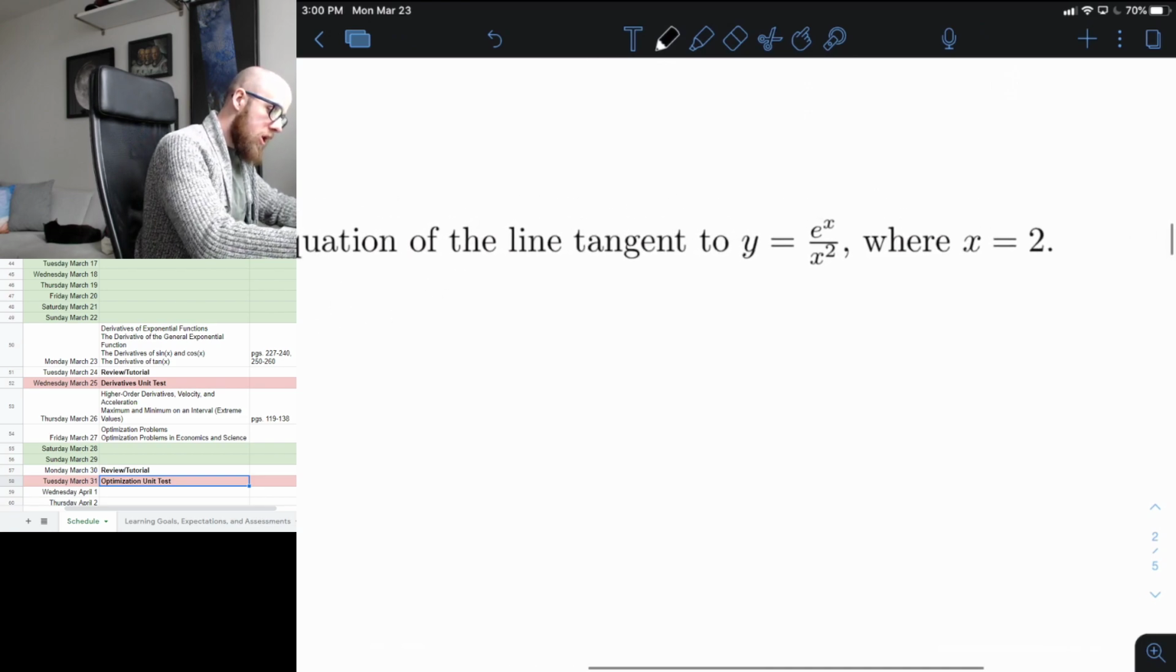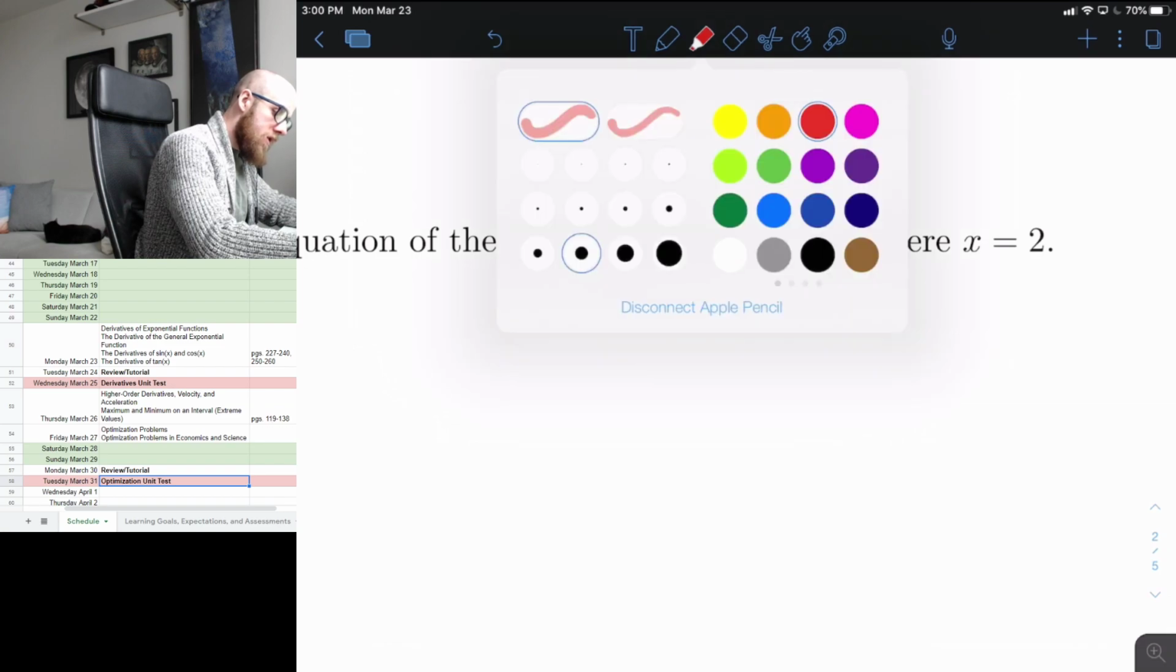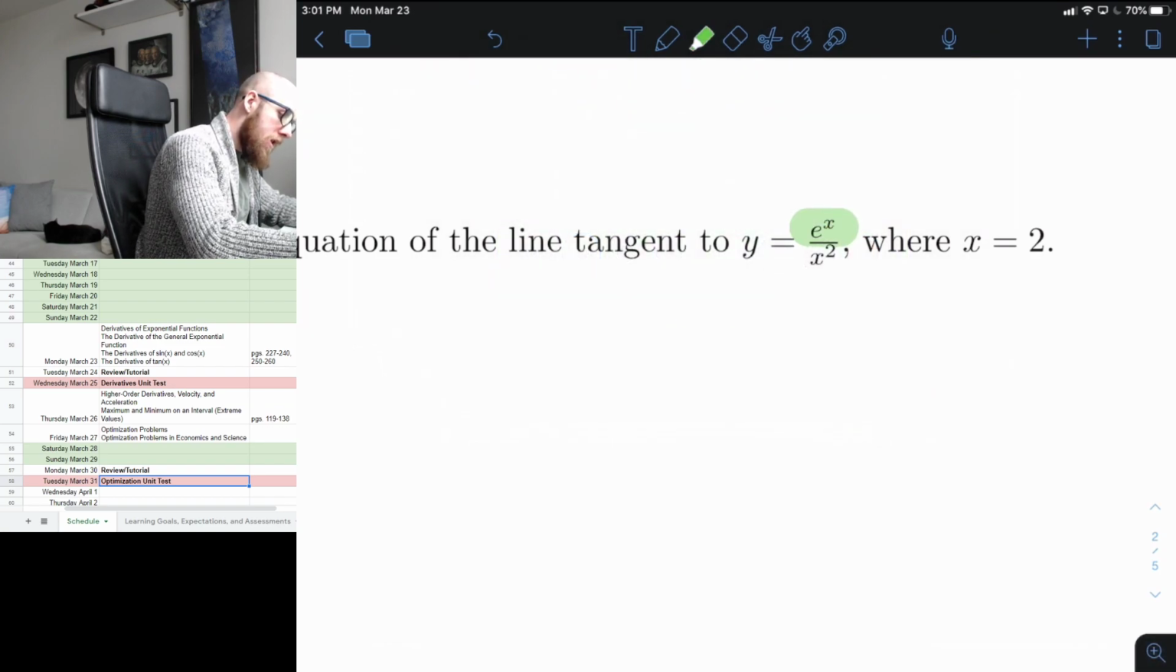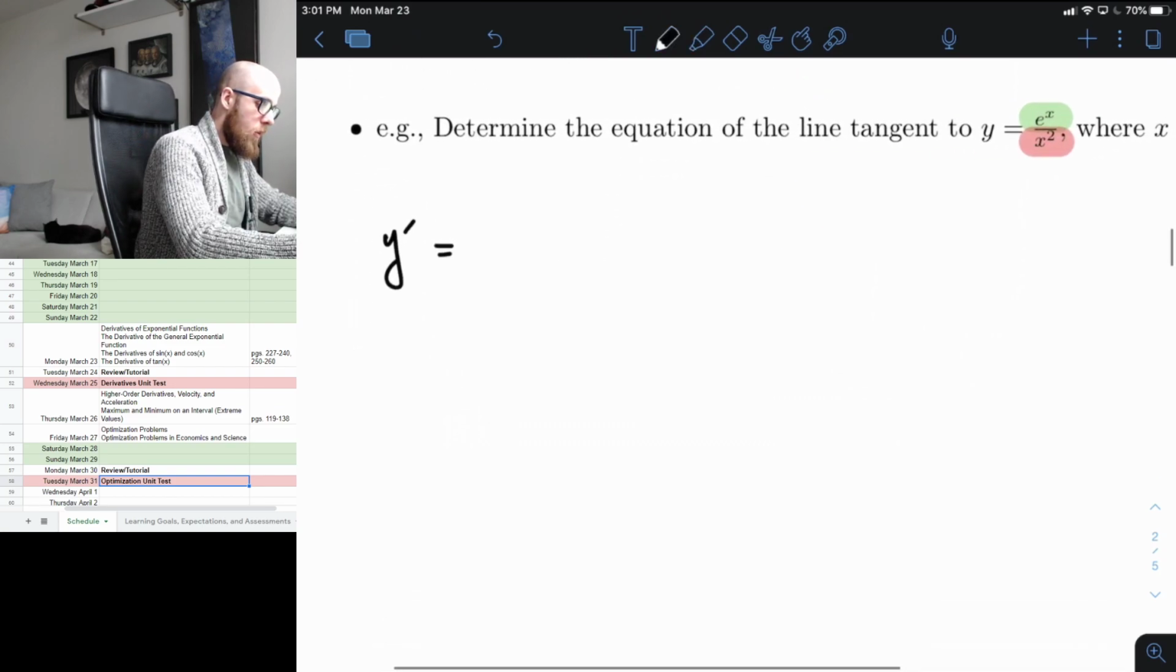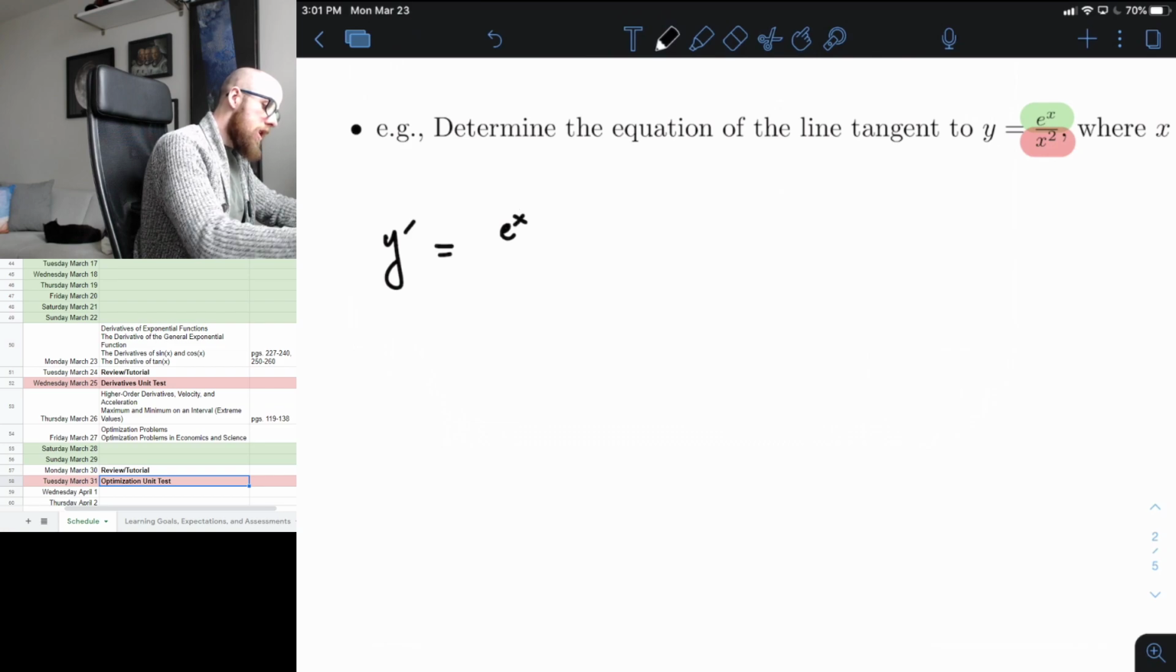equals. Now, if I look at this function, I have two pieces that I have to be concerned with, right? I have e to the x in my numerator, and I have x squared in my denominator. And so I'm going to have to use quotient rule here. So with quotient rule, I take the derivative of the numerator first. The derivative of the numerator is just e to the x. And I keep the denominator the same, so x squared. Now to that, I subtract the numerator kept the same times the derivative of the denominator, and then the entire thing has to be put over the denominator squared, so x squared squared.